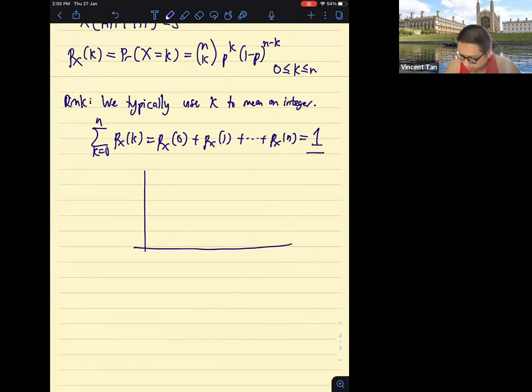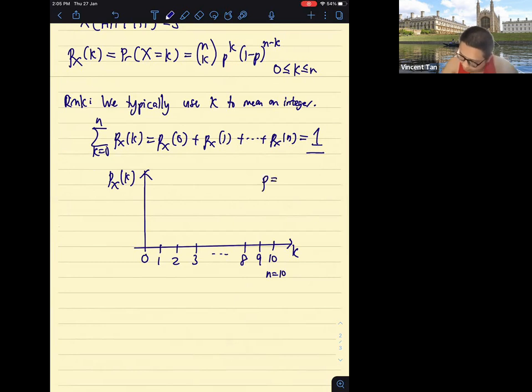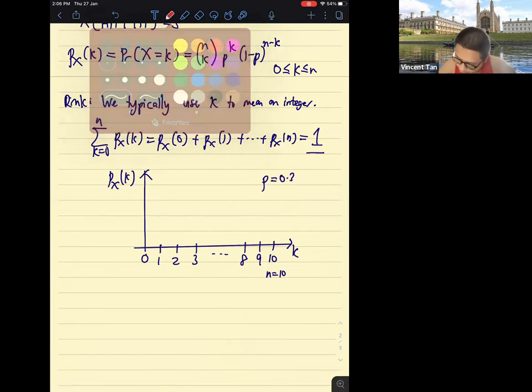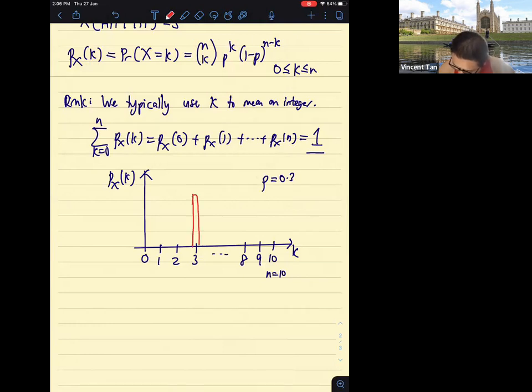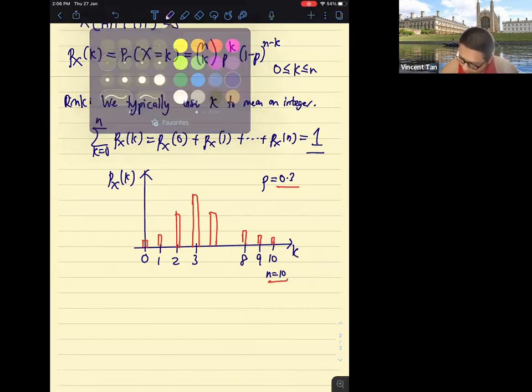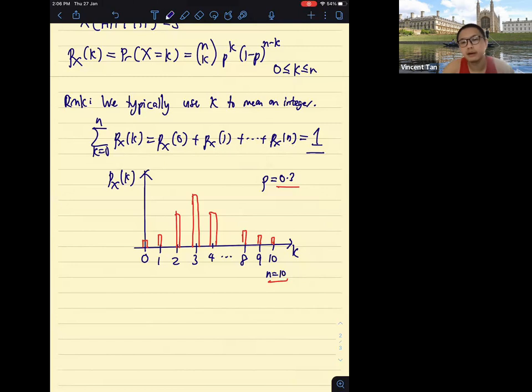It takes on values from 0, as I mentioned, to n inclusive: 0, 1, 2, 3, and we can plot P of x, k here, say up to 9 and 10. Say n equals 10. Now suppose P is equal to 0.3. Then each one of these is a stem, a particular value, and it will be highest at 3, because 3 here is 0.3 times 10. It turns out that this is the highest, and it tapers off. So this is the binomial distribution, or the binomial random variable, the binomial PMF. Right. So is that clear?